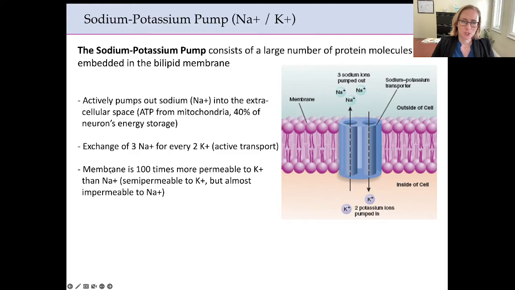And this is what I was mentioning. The membrane is actually somewhat permeable to potassium. It's 100 times more permeable to potassium than it is to sodium. So we call it semi-permeable to potassium, but pretty much impermeable to sodium. Sodium has to be much more tightly controlled than potassium. So the sodium-potassium pumps make sure we are always maintaining sodium outside of the cell and potassium inside.